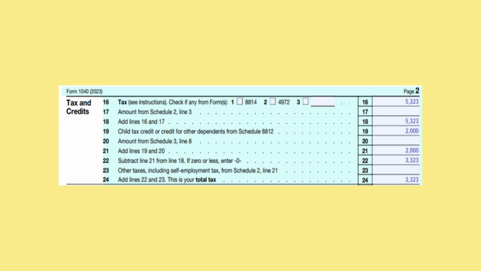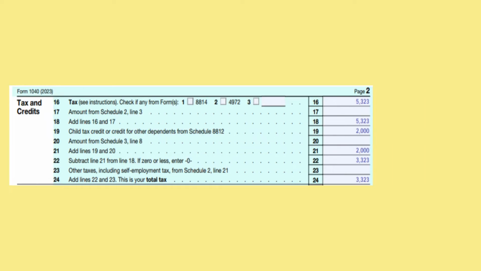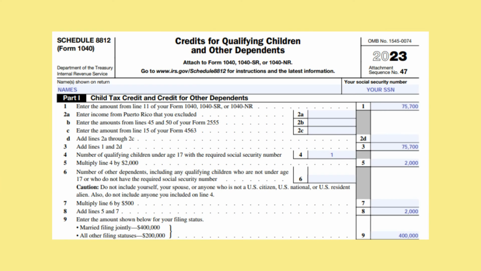On line 18, add lines 16 and 17 together to arrive at $5,323. On line 19, we will put your child tax credit. We will calculate this amount on Schedule 8812. On line 1, put the amount from line 11 of your Form 1040, which is $75,700 in our example. Carry that down to line 3 as none of the stipulations on line 2 apply to us.